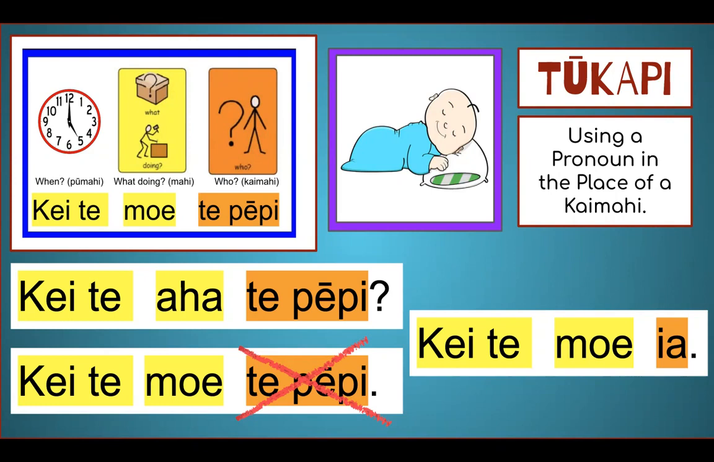So all you need to do is take out the kaimahi, which is te pēpi, and replace it with the word for he or she, which is ia. Kei te aha te pēpi, what is the baby doing? Kei te moe ia, he is sleeping.